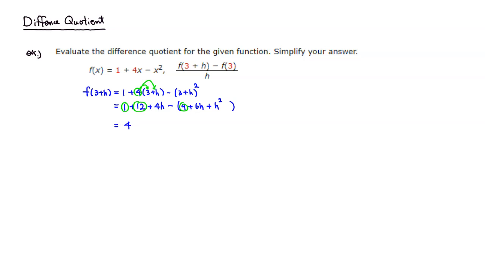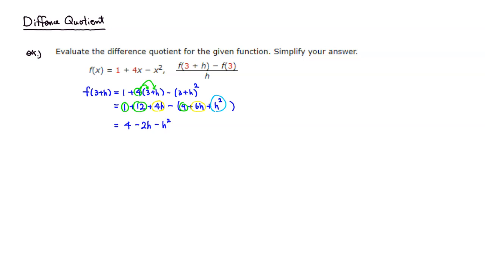And then let's collect the h term. So you have a 4h here minus 6h. So that's negative 2h. So we're going to put the minus 2h, right? Then you have the last one. Let's see, it's a negative h squared. So it's going to be minus h squared. So we got that.